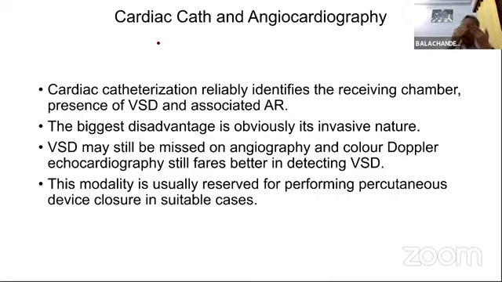Cardiac catheterization is not usually done except for the intervention and closing the RSOV, or sometimes it is done to see some gradient across the right ventricular outflow tract, but still you can miss the VSD on angiography. And so mostly it is used for percutaneous device closure. Next slide.